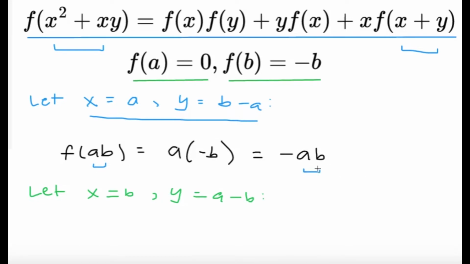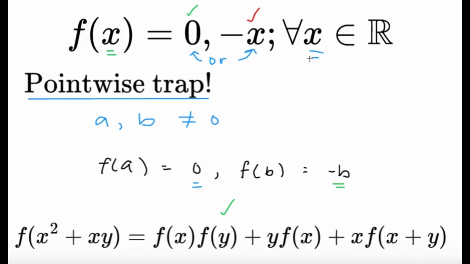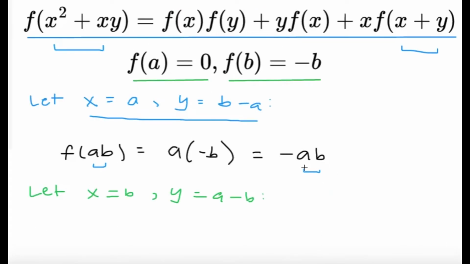Well, ab here actually takes the negative x case, since, as we've mentioned, for every real value of x, it's either 0 or negative x. Now, in this case, f of ab will take the negative ab case. What's interesting is that if I let x equals b and y equals a minus b, now f of x squared plus xy is still ab, so f of ab equals, now f of x is f of b, so it's going to be negative b.